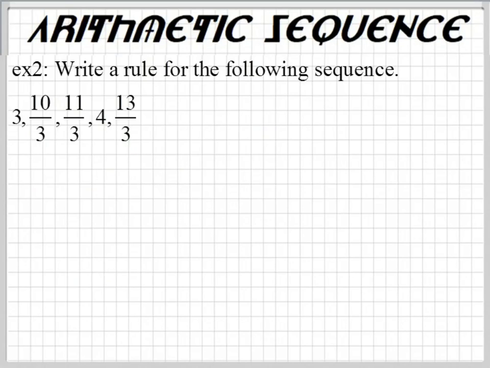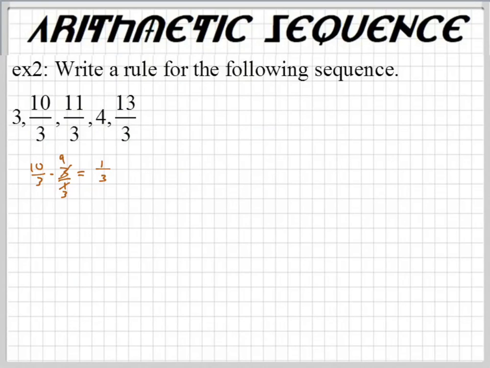Some of you are seeing it. Very nice. Now, what if you couldn't see it? What would you do to find your common difference? You would subtract. You would take the 10 over 3 and subtract 3 from it. I make the 3 a fraction with a common denominator of 3 on the bottom and 9 on the numerator. And now we get 1/3, right?